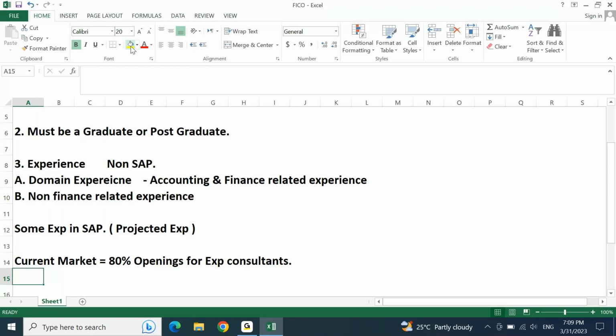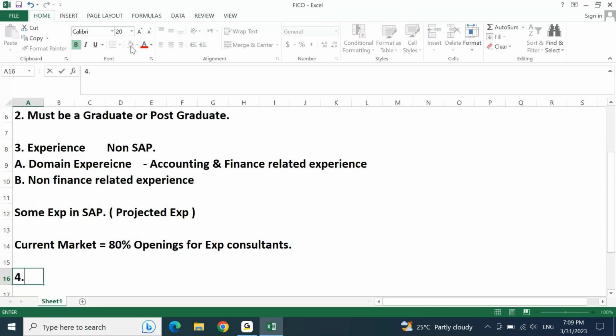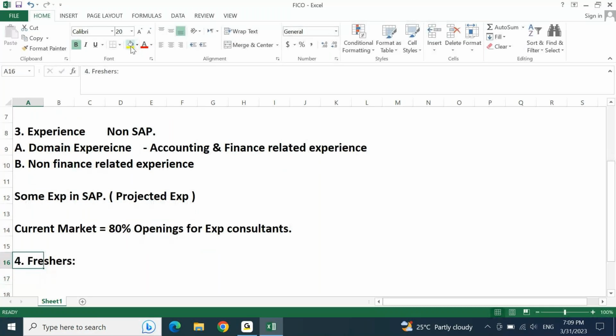Now, after experience, next thing is your freshers. Okay, when we talk about freshers, there are two types of freshers here. First one, fresh passouts. When we talk about fresh passouts, there are only two categories which are eligible for fresh passouts. First one is current year passout.